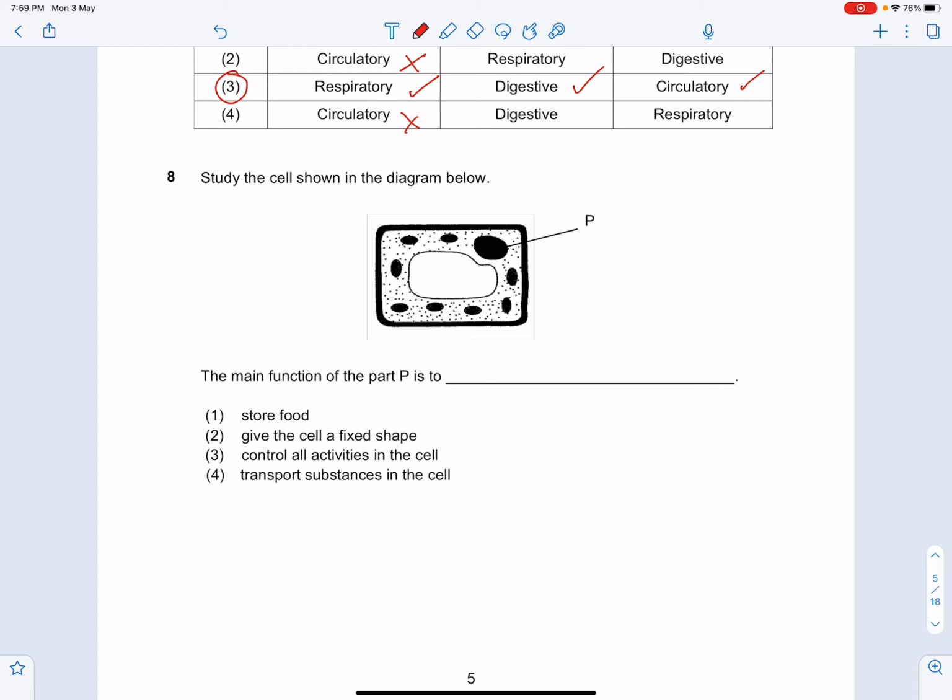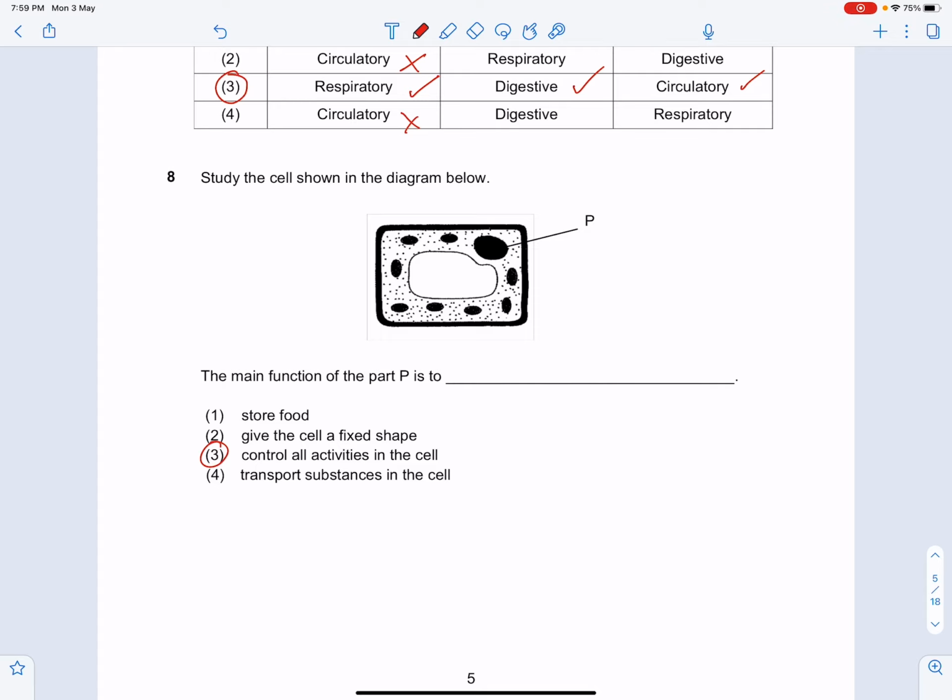What's the main function of P? For questions on cells, it is very important to remember that you need to memorize the functions and how to identify the different structures of the cells. There is no other way around it. It's just pure memory work. Without that, you will not be able to answer even the higher level questions. This is actually a very low level 1 question, which is just asking you out of memory, what is P and what's its function? P is basically the nucleus, and its function is to control all activities in the cell.